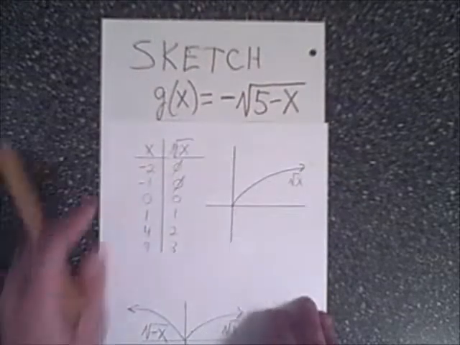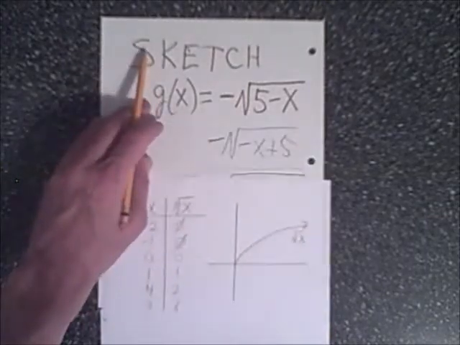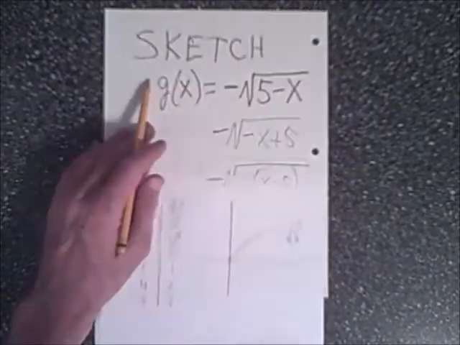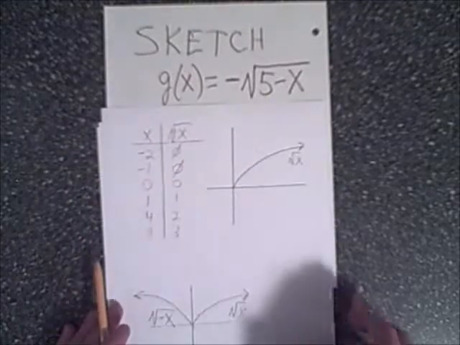Okay, so again, we go back to what we're working with. We have the square root of x. So the next question I would say is, what's x minus 5? Okay, and x minus 5, of course, is a shift to the right.